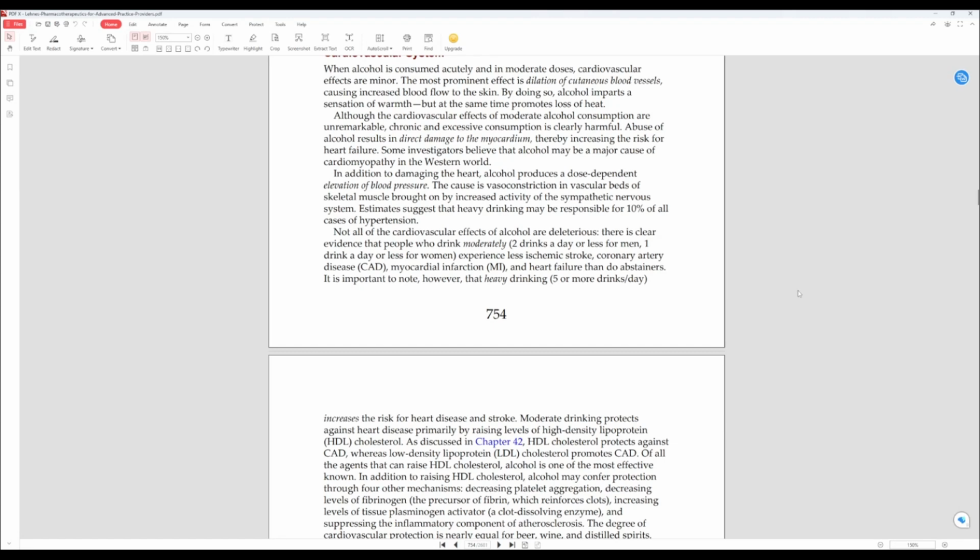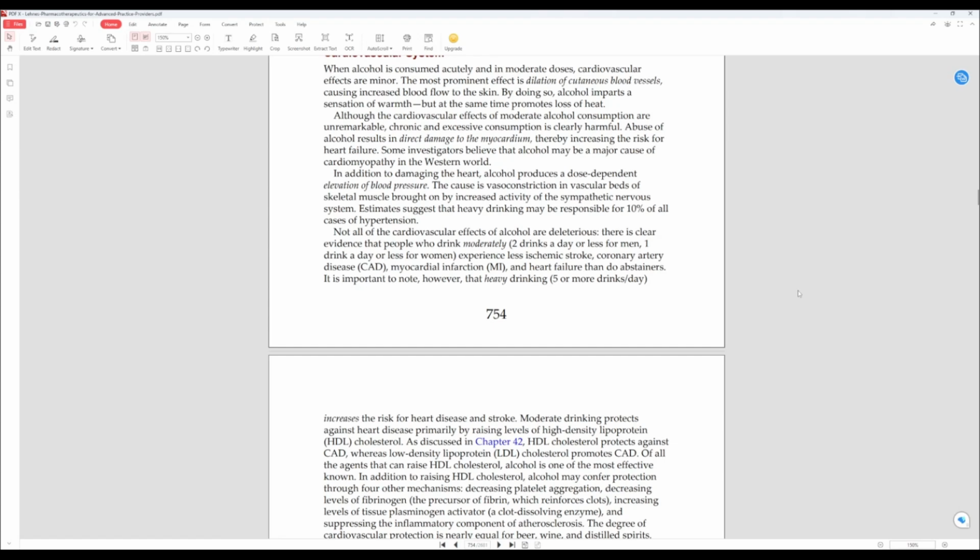In addition to damaging the heart, alcohol produces a dose-dependent elevation of blood pressure. The cause is vasoconstriction in vascular beds of skeletal muscle brought on by the increased activity of the sympathetic nervous system. Estimates suggest that heavy drinking may be responsible for 10% of all cases of hypertension. Not all of the cardiovascular effects of alcohol are deleterious.